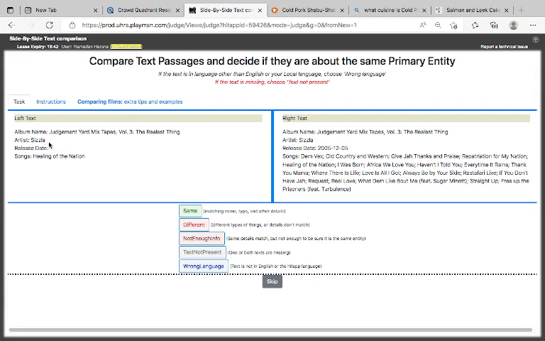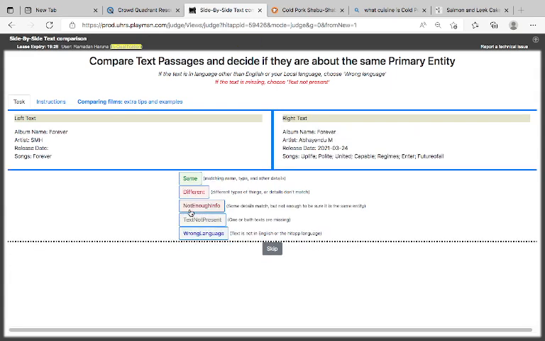Now it's Judgment Yard Mixtapes. So what artist? Sizzler. So you have to see Healing of the Nation. If you check through here, you'll see Healing of the Nation. Look at it here. Healing of the Nation. So the simple trick here is mainly the artist. Once the artist names are different, then it's different. So these artist names are here.